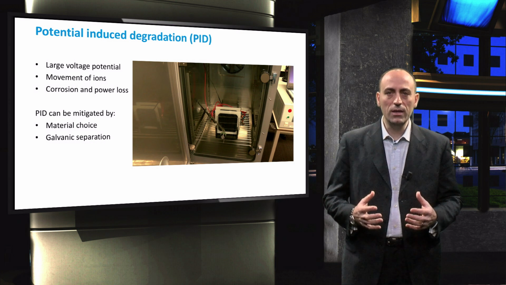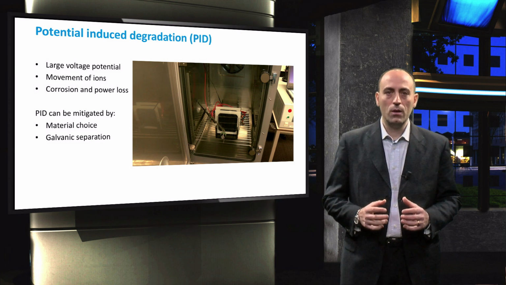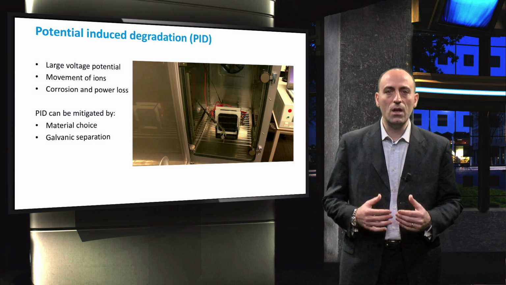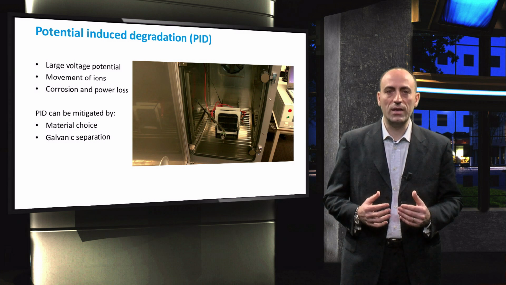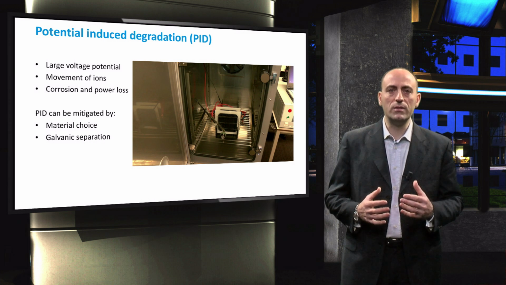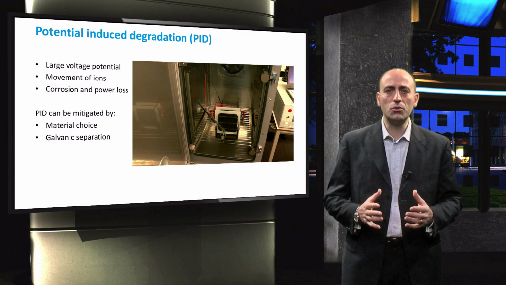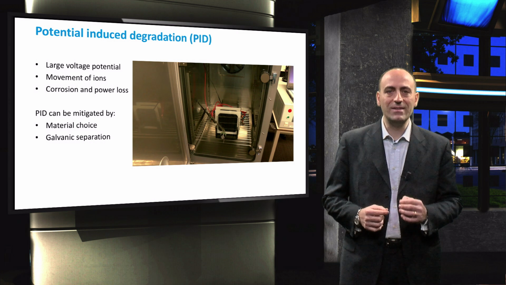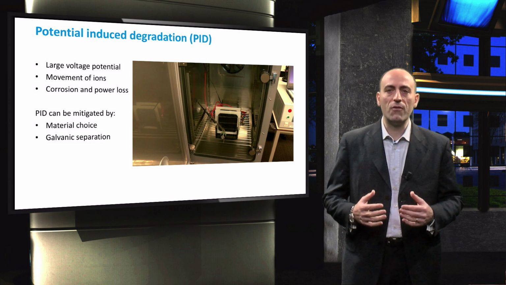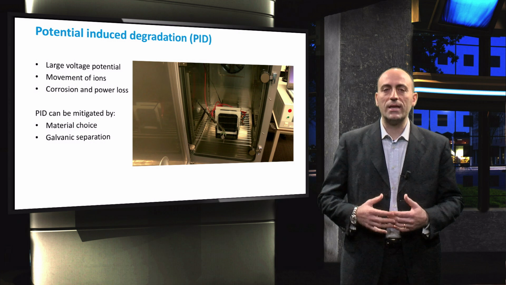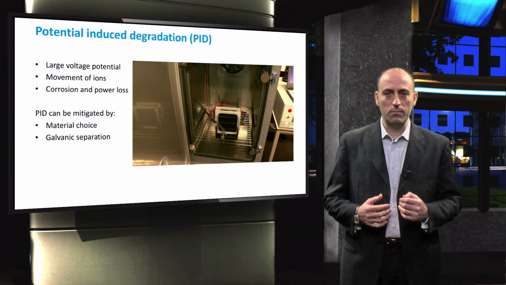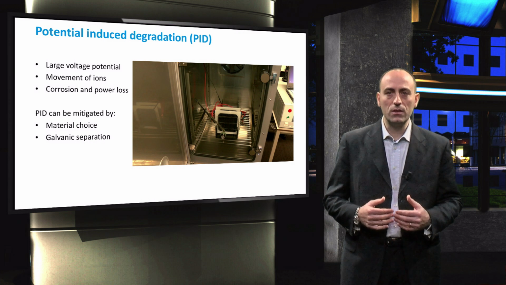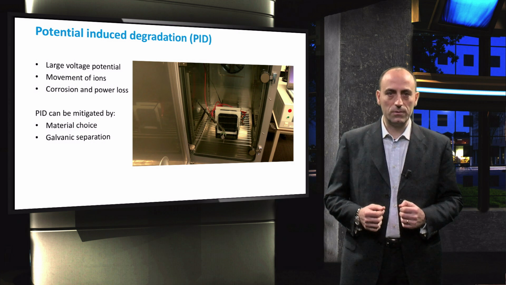Resilience against PID can be tested in a climate chamber. The minimum criteria for testing are a temperature of 60 degrees centigrade, a relative humidity of 85%, and a voltage equal to the rated system voltage. This is usually in the order of 1,000 volts. The minimum testing time is 96 hours. However, many manufacturers test their modules at a higher temperature and for longer times. If the power loss of the module is less than 5% after the test, the module passes the PID test.